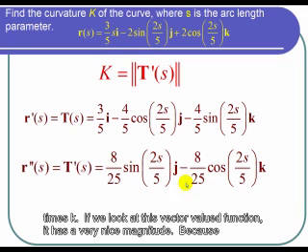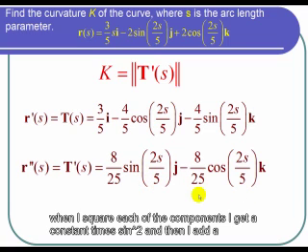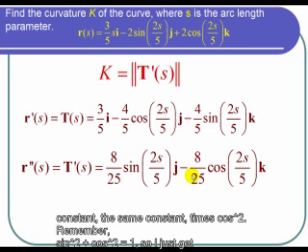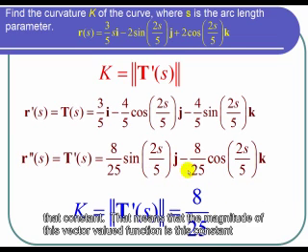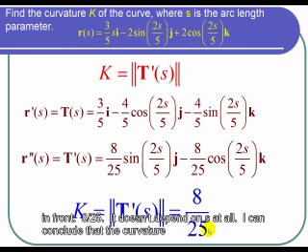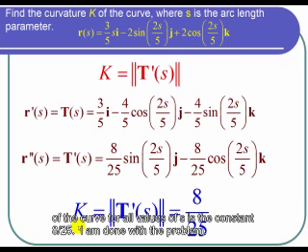So if we look at this vector-valued function, it has a very nice magnitude, because when I square each of the components, I get a constant times sine squared, and then I add the same constant times the cosine squared. And remember, sine squared plus cosine squared is 1, so I just get that constant. So that means that the magnitude of this vector-valued function is this constant in front, 8/25, and it doesn't depend on s at all. So I can conclude that the curvature of the curve for all values of s is the constant 8/25. And I'm done with the problem.